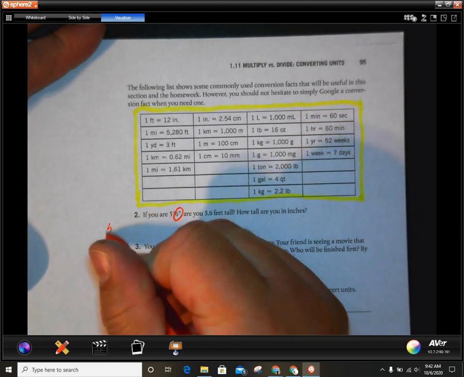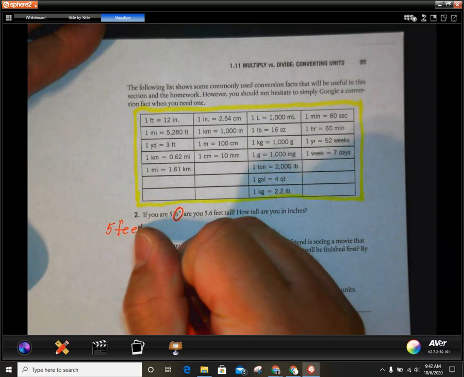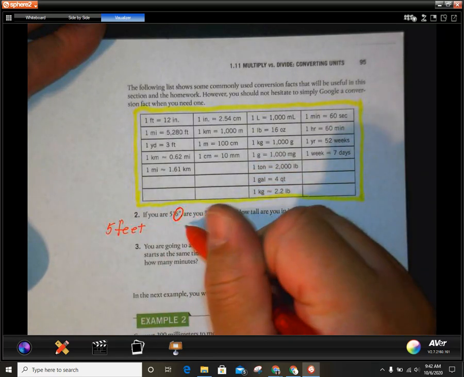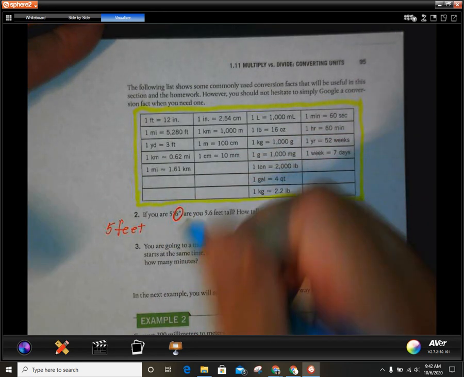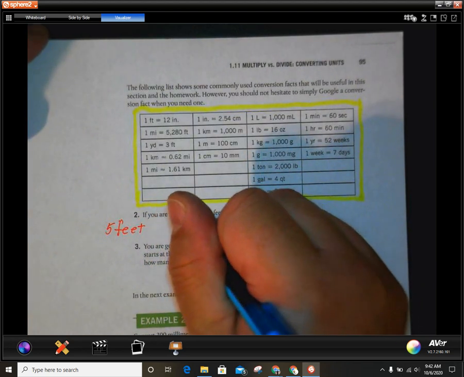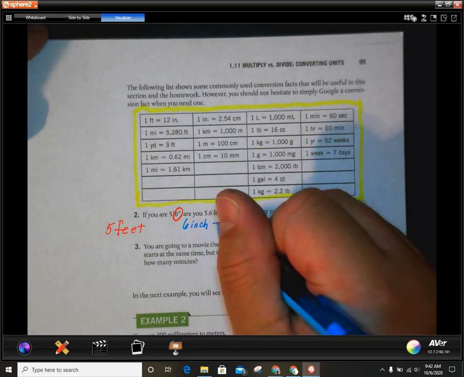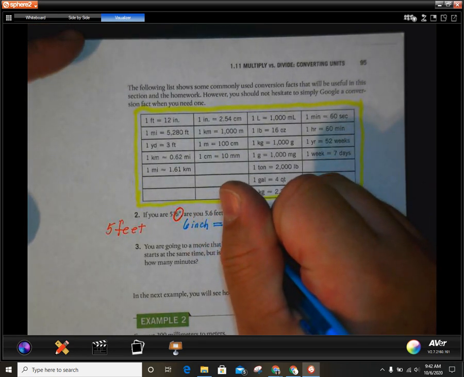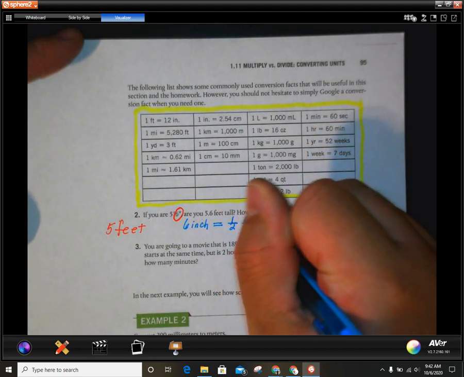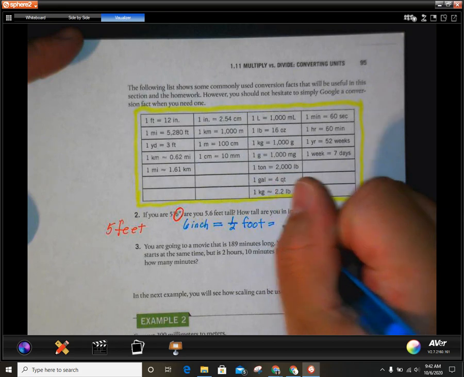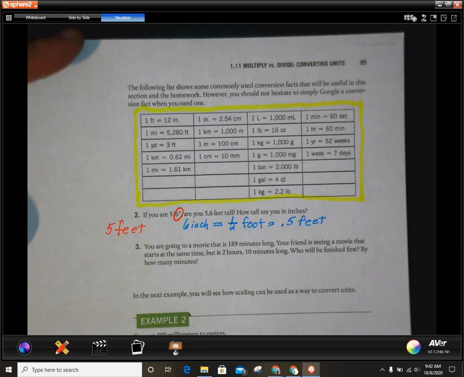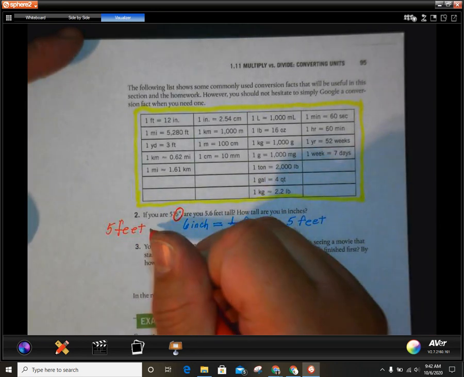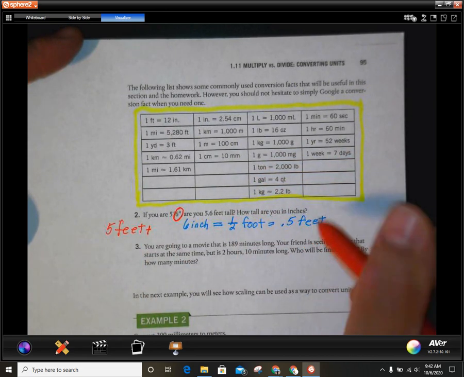Well, we know we're 5 feet, and we have to add 6 inches. Now, what is 6 inches in feet? Well, 6 inches is how much of a foot? It's not 6 feet, it's a half a foot, right? Or 0.5 feet. So we're going to add to the 5 feet here a half a foot.